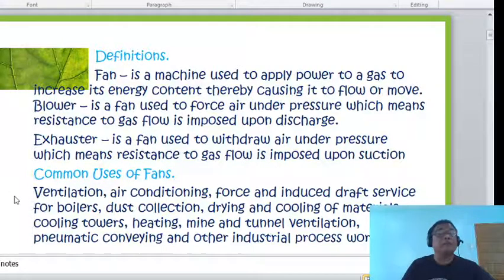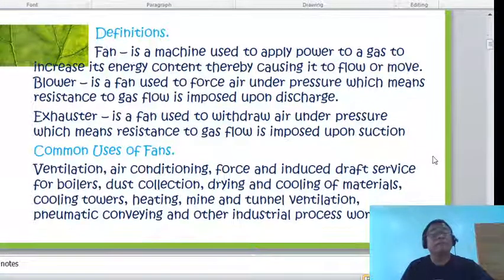So the common uses, class, of fans. Basically, ventilation, air conditioning systems, forced and induced draft service for boilers, dust collection, drying and cooling of materials, cooling towers, heating, mine tunnel ventilation, pneumatic conveying, and other industrial processes. So those are the common uses, class, of fans.